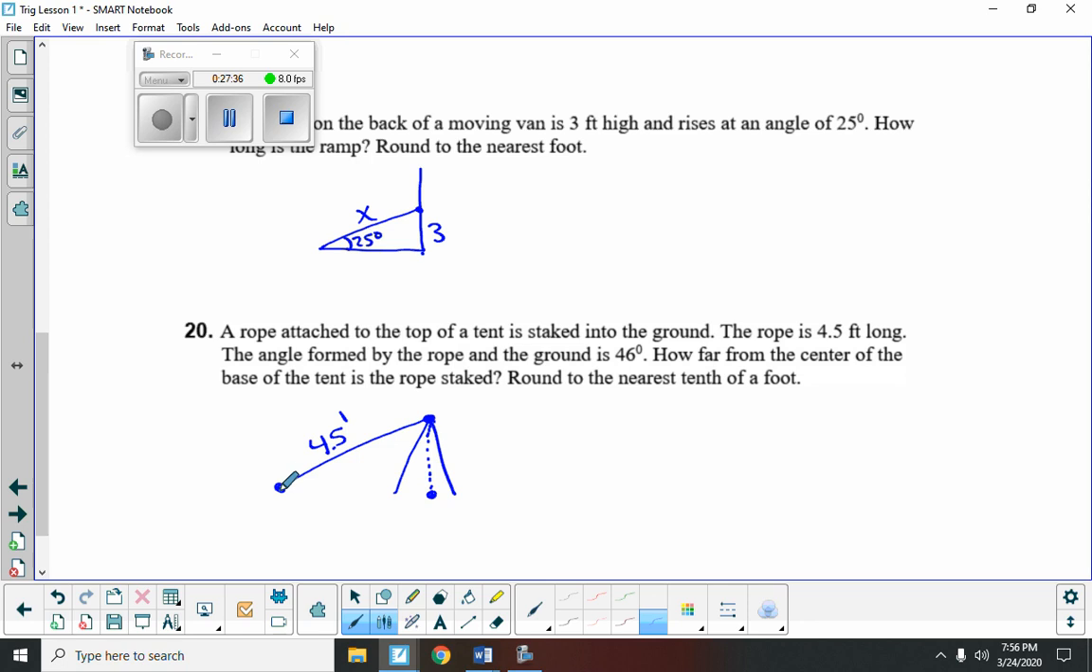All right, and so what does it say here? The angle formed by the rope and the ground is 46. How far from the center of the base of the tent? So how far is the rope stake from here to the center? So this would be X. So this is the triangle we're looking at right here in this problem. It's a little bit confusing. So here's your X, and that's 4.5 feet long, and we want to round to the nearest foot, so you can just leave it as 4.5 feet.